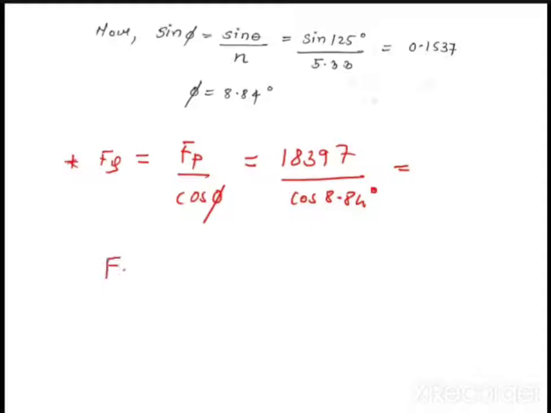Now next is Ft. Ft is the tangential force acting, perpendicular to the crank radius. The formula is Ft equals Fq into sin of theta plus phi. You have to calculate this, it is homework now. You have already calculated Fq.